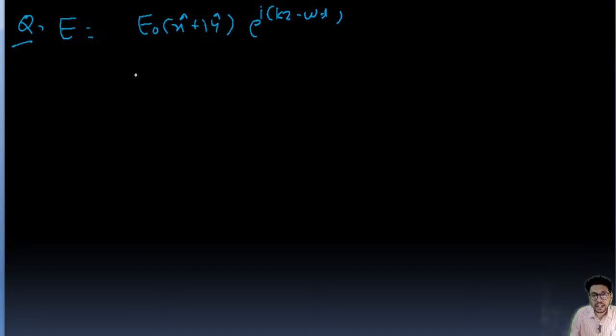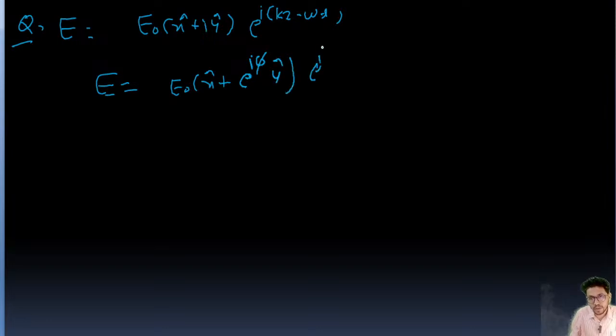So simple, again we'll compare this with the general equation, that is E naught (x cap plus e to the power i phi y cap) e to the power i(kz minus omega t). From here you can easily find that E naught 1 equals E naught 2. And now e to the power i phi is going to be equal to this i.